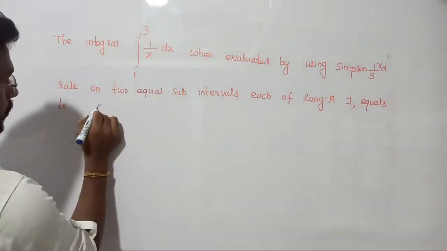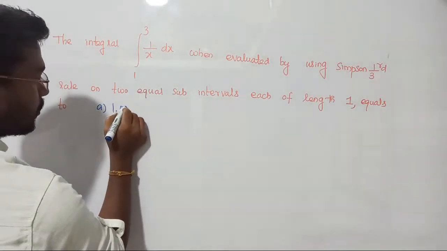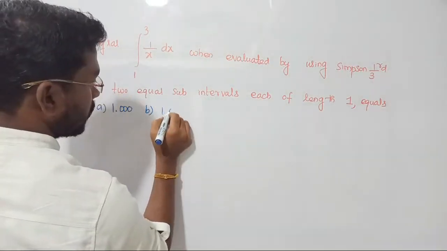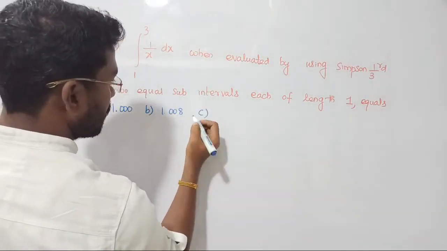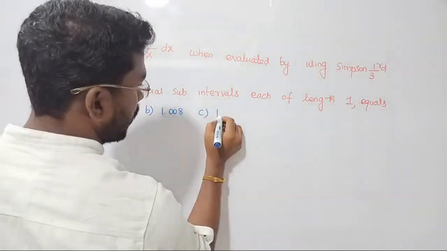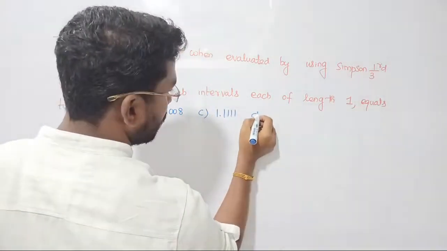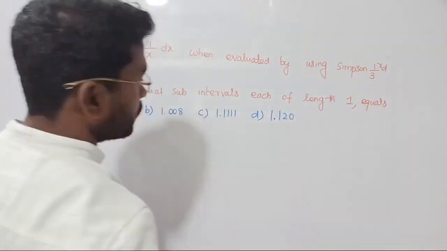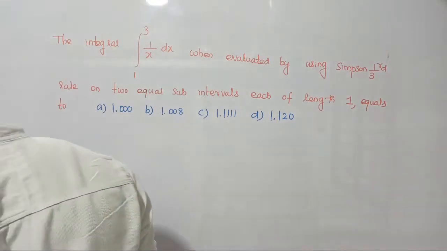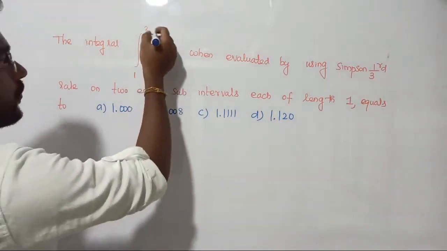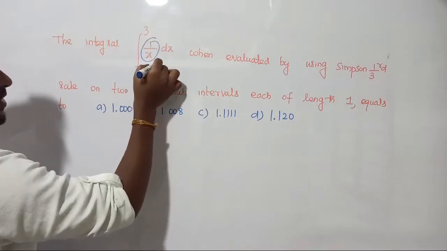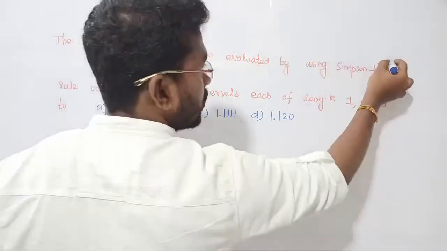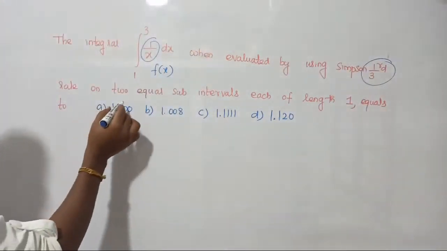Option A, they said 1.000. Option B, 1.008. Option C, 1.41. Option D, 1.120. Can you please estimate the answer? Guys, listen, everything they have given, right? So the function is what? This is your f of x. First formulate the tabular column, that is f of x, and you are supposed to use Simpson 1/3 rule once again, and we have to use what?